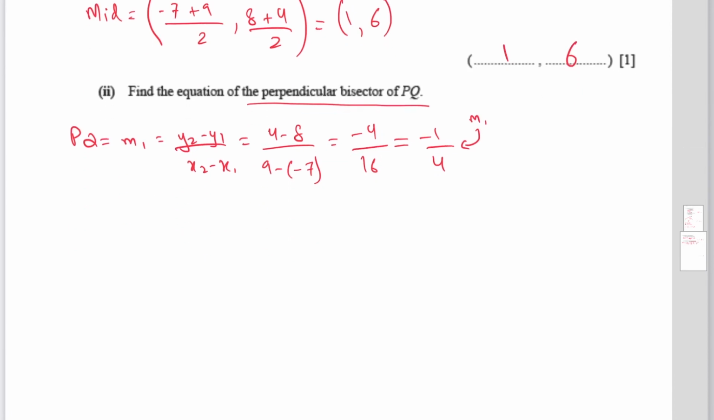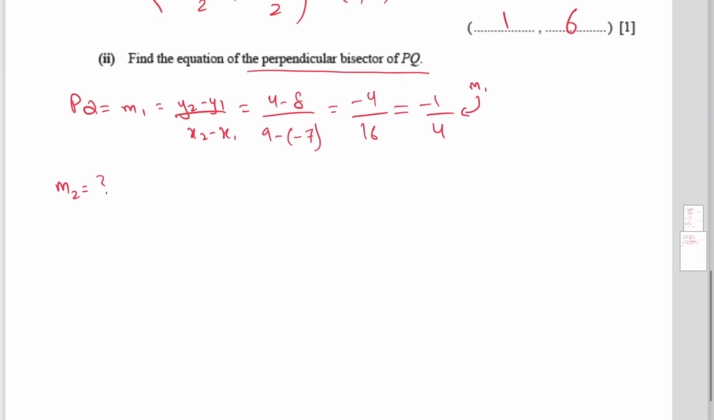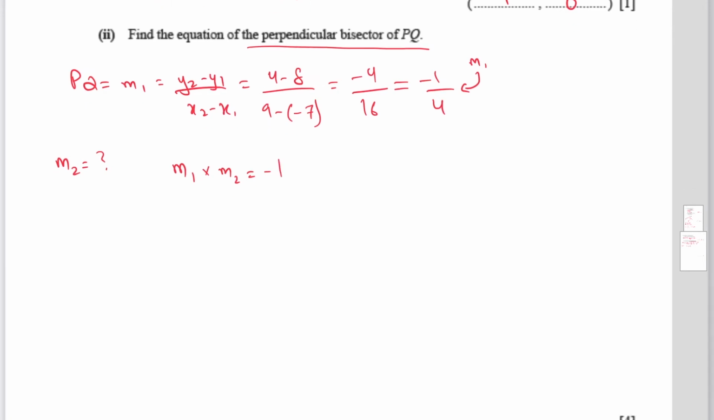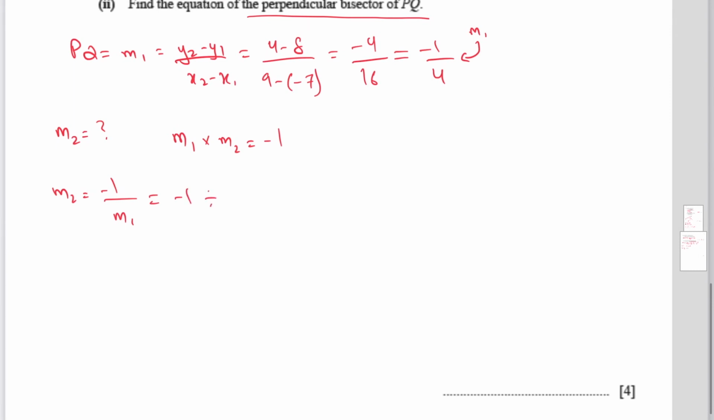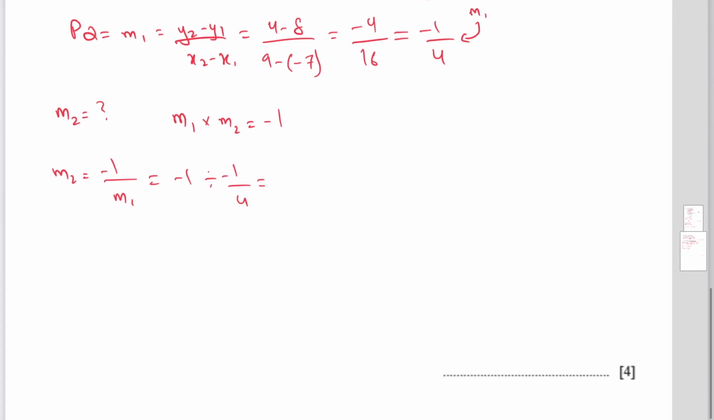Now we have to find the gradient of the perpendicular bisector, which we call M2. If we multiply the gradients of two perpendicular lines, they should always give a product of -1. So basically we're trying to look for M2. M2 is supposed to be -1 divided by M1, or in other words, negative 1 divided by negative 1 over 4. If you solve this further, this becomes negative 1 times negative 4 over 1. If you multiply this, we get 4. So the gradient M2 of the perpendicular bisector is going to be 4.